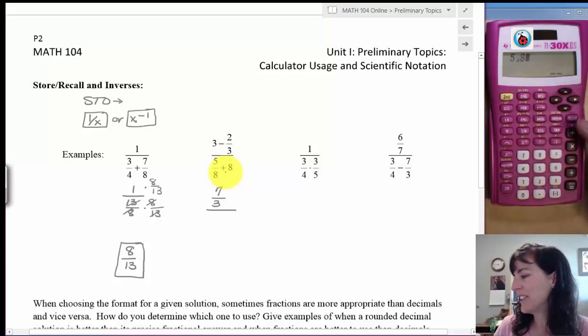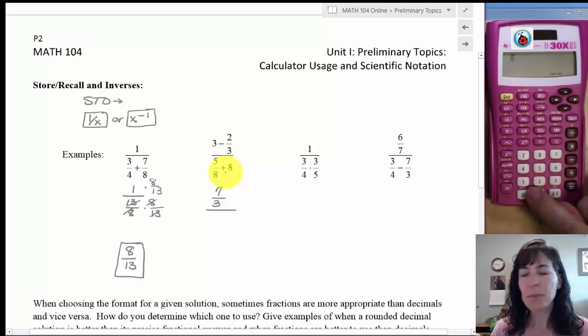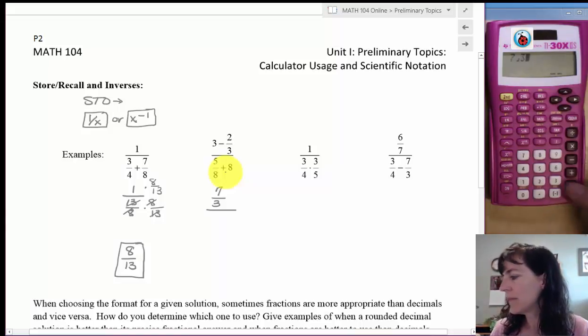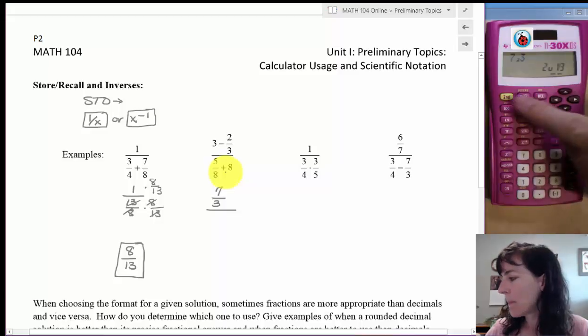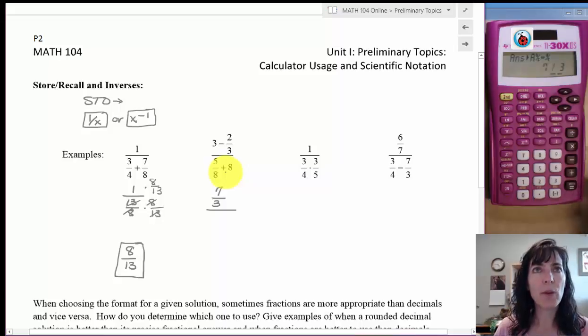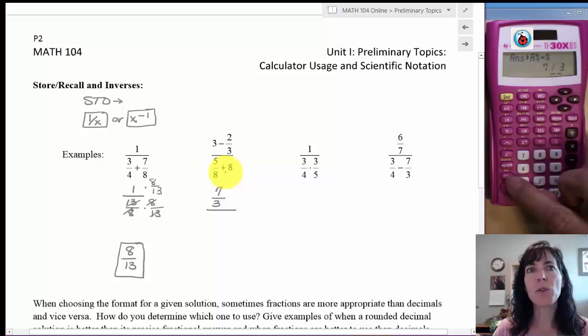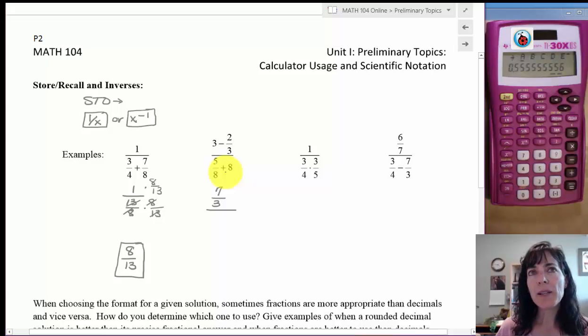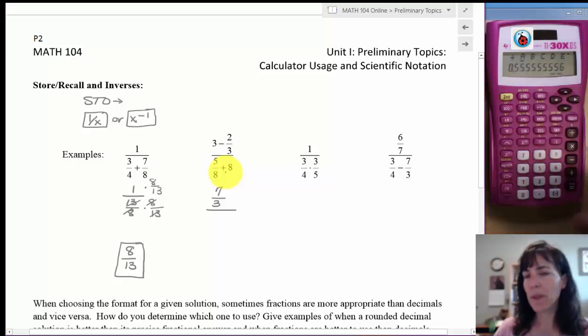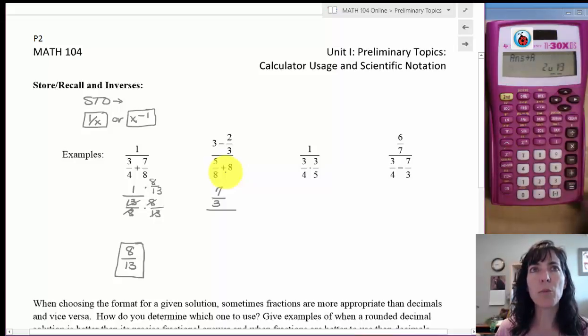Oops, I forgot to do the store. Okay, so 7/3, and I want to store that because I'm going to need it here in a minute. So I just push the store button, and it's giving me a choice of A, B, C, D, or E where I want to store it. And so I'm just going to pick bin A and push equals.